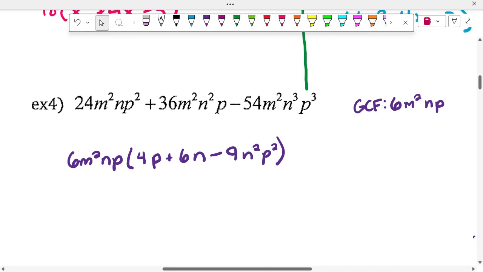All right. Now, how many of you were having issues with finding the variable GCFs, not the numerical ones? Be honest. Speak now, forever hold your peace, because I'll go over it.